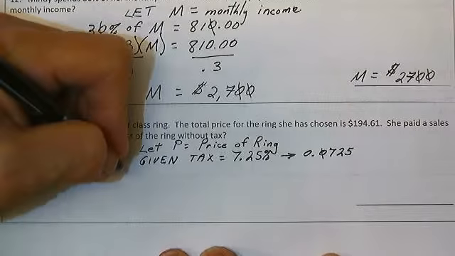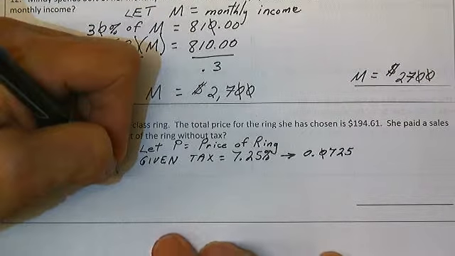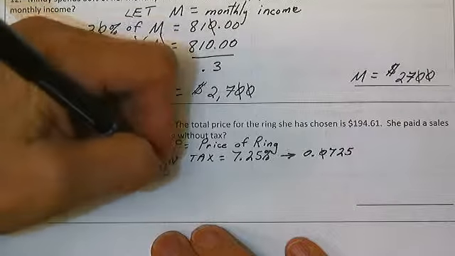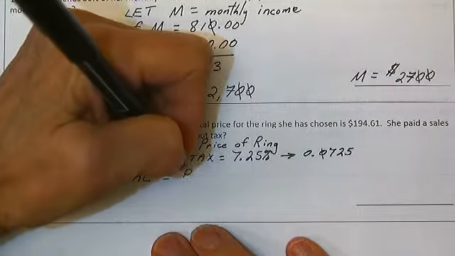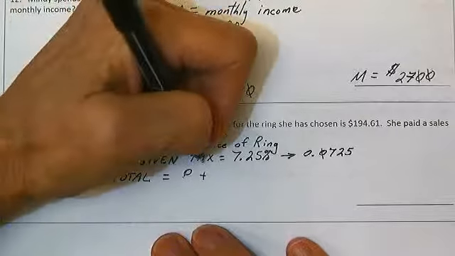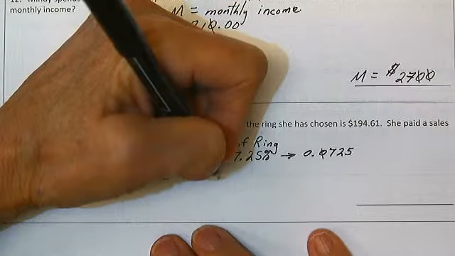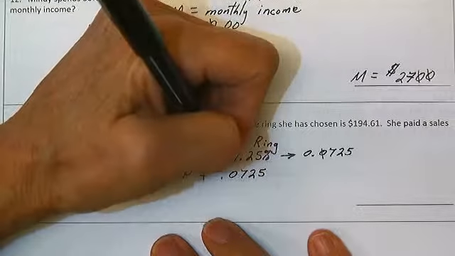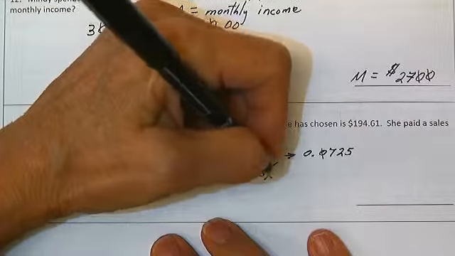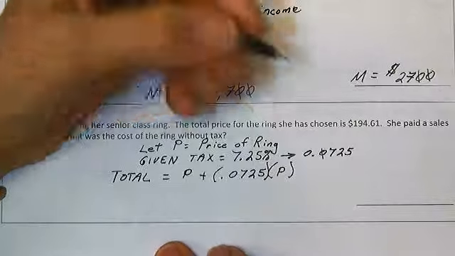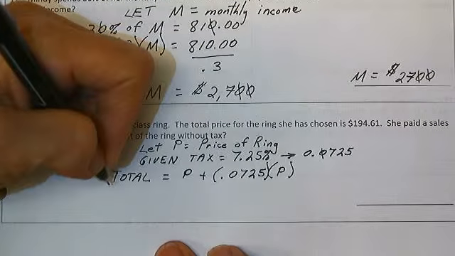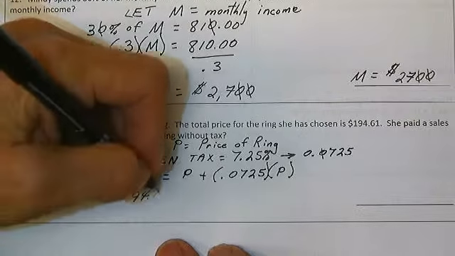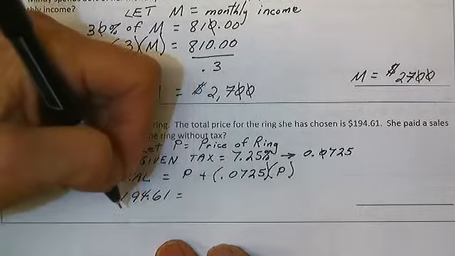And we know that the total price is equal to P plus the sales tax, which is 0.0725 multiplied times the price of the ring. We know that Anna paid $194.61 for this ring.